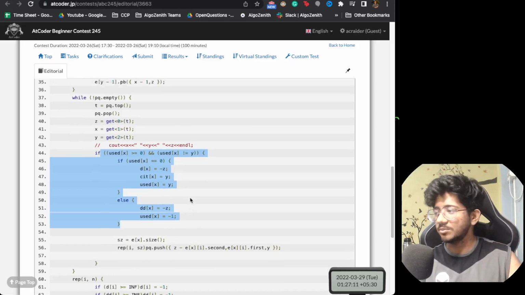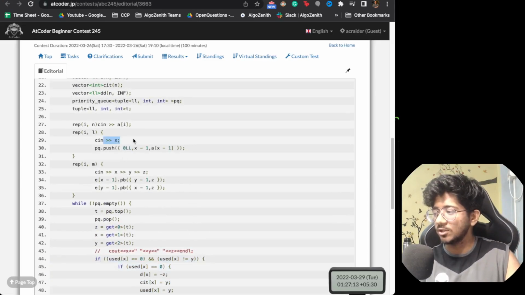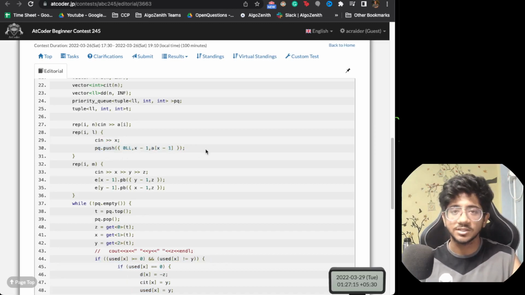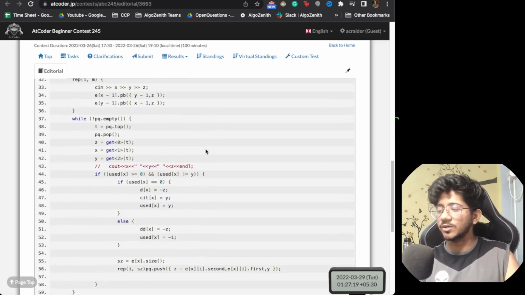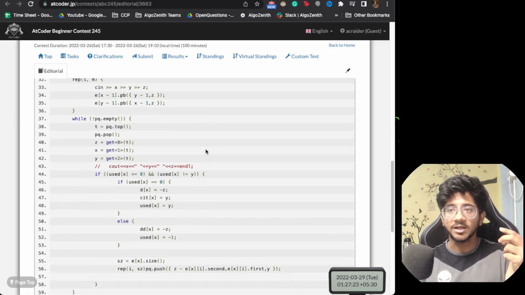Number one, multi-source stuff is just taking all the sources and putting all of them in the priority queue at the start itself. And the second thing we need to do in this particular problem is use this used or visited array to mark the two closest distances from the nations that are given, right? A very beautiful problem in this multi-source domain.